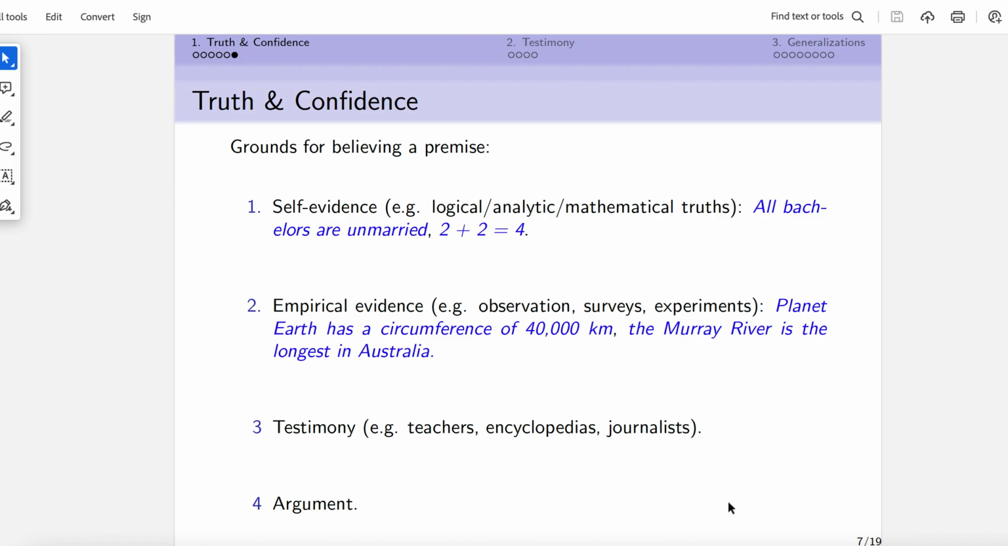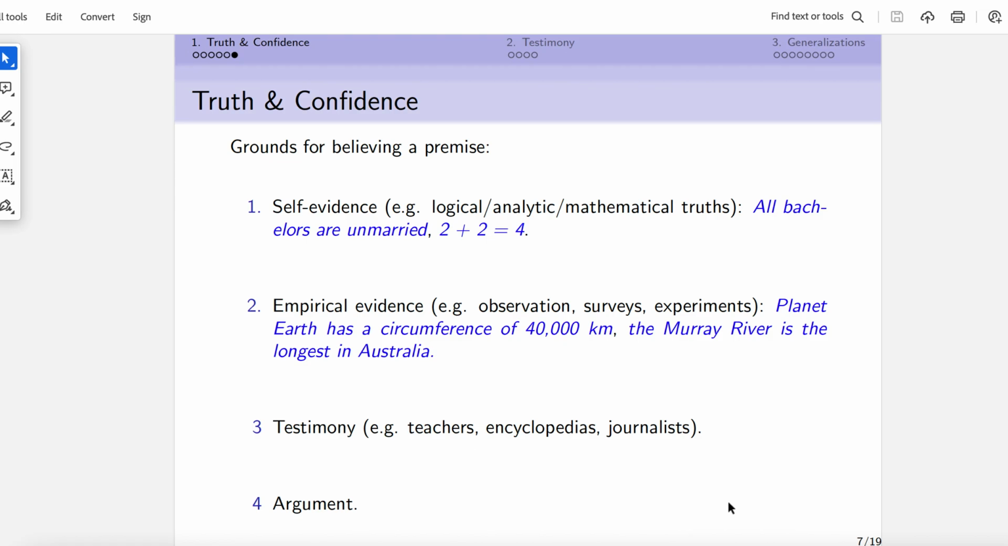And in some cases, sentences that are self-evident could also be known on the basis of testimony. So we've got to be a bit careful here. I suppose the point is that some sentences that are self-evident to some people might not be self-evident to other people, and the people to whom they're not self-evident might know them on grounds of testimony.